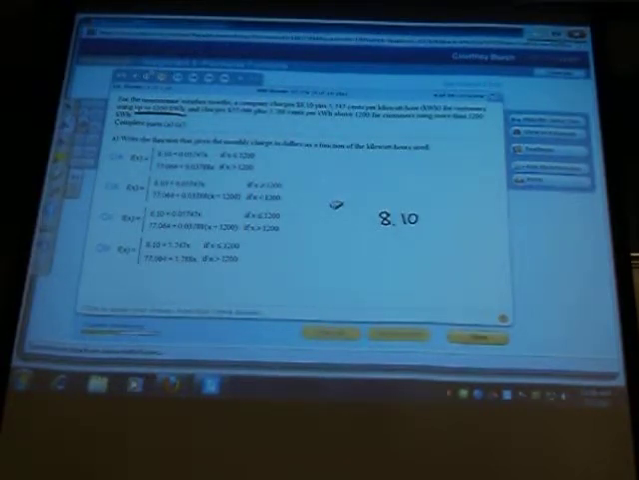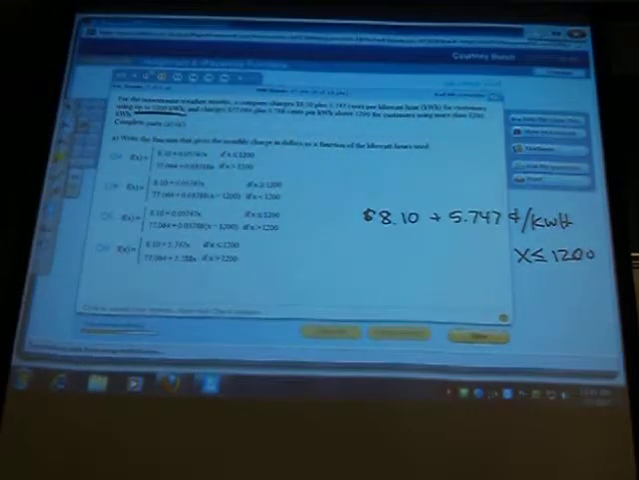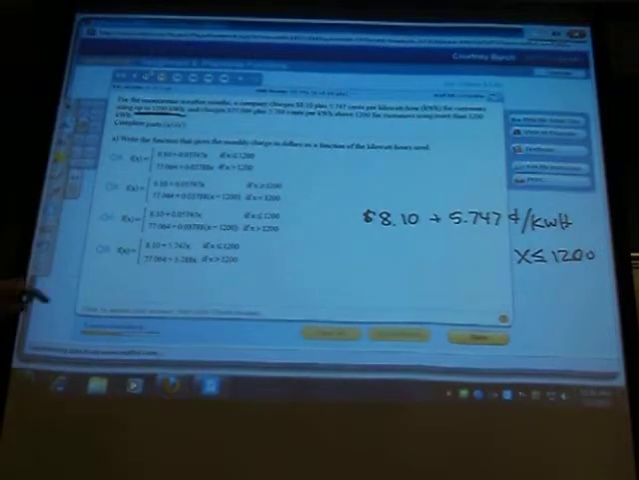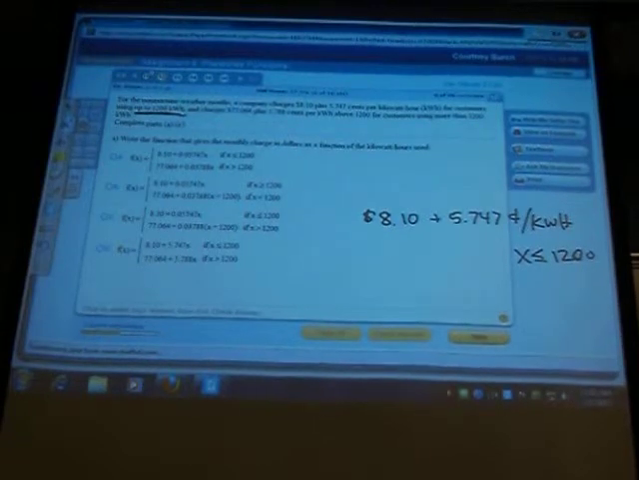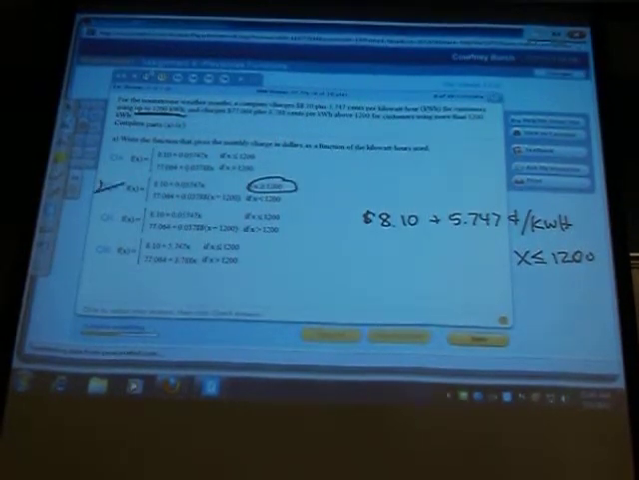Okay? So up to 1,200, I'm going to be charged $8.10 plus 5.74 cents per kilowatt hour. My first category should be x is less than or equal to 1200. Up to 1200. So which one can I rule out here right away? I can rule out B. B has greater than or equal to 1200, so this is wrong here.